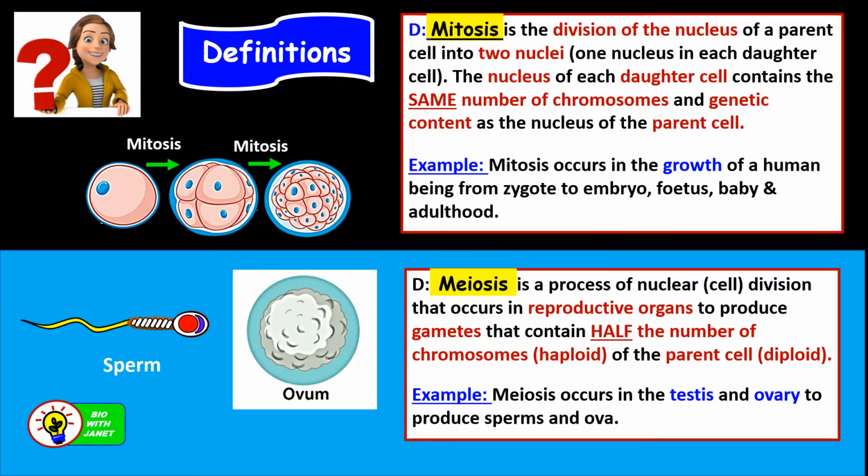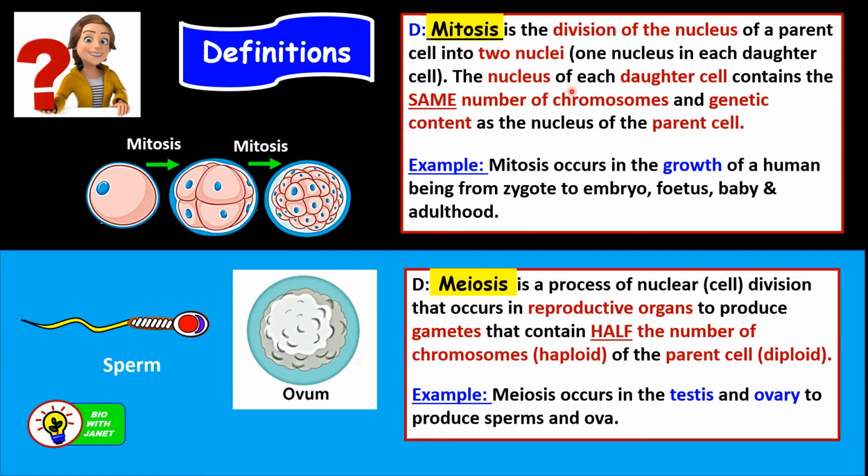Firstly, let's recap and review the definitions for mitosis and meiosis based on what is found in the textbook. Always give explanations that are based mainly on the textbook, unless the answer is not found there. Now, let's look at the definition for mitosis. Mitosis is the division of the nucleus of a parent cell into two nuclei. All right, two new nuclei with one nucleus in each daughter cell. That means two daughter cells are formed from one parent cell.